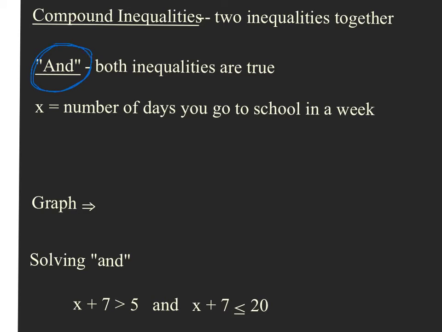When you see the word and, you're looking at both inequalities being true, both of them, not just one. They have to both be true for the whole thing to be true. So let's look at an example. X is the number of days you go to school in a week.